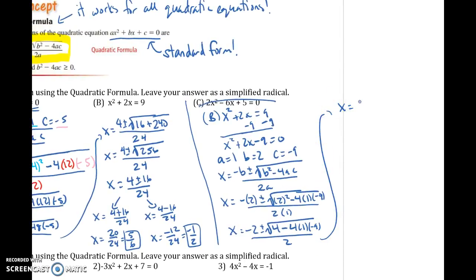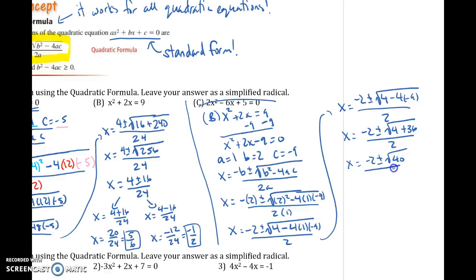As I'm working through this, you're going to see that taking it one step at a time can definitely be helpful when you want to retrace your steps in case you feel like you got the wrong answer. You just want to double check. So 4 times 1 is, negative 4 times 1 is negative 4 still. So x equals negative 2 plus or minus the square root of 4 plus 36, all over 2. And then this turns into 40.